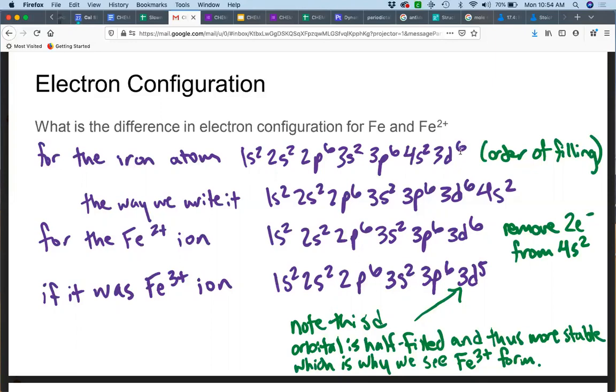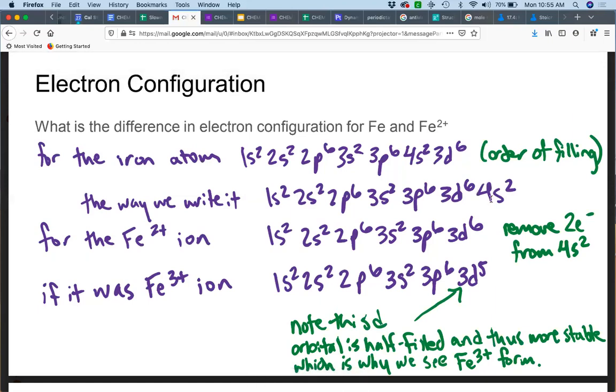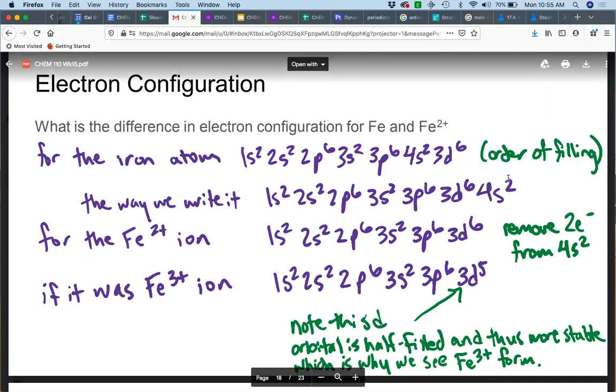But the way we typically write our electron configurations is that we group our principal quantum numbers together. So there's only one principal quantum number 1 here. I group my 2's together, I group my 3's together, and then I write my 4's. So that's the way that we typically write our electron configurations. And that's super helpful because 4s2 is the slightly higher energy level that I'm going to pull my electrons from.